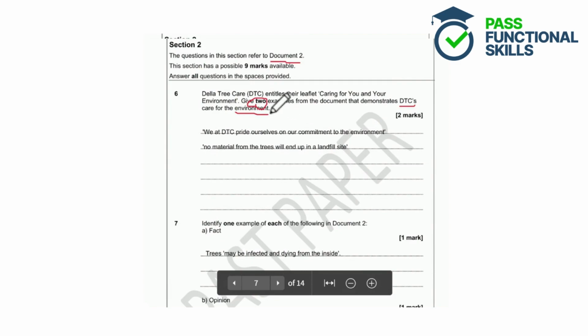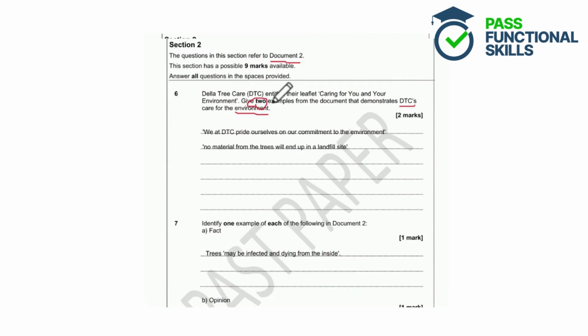So we need 2 examples. So I've given you 3 there, but there are others in there. But the 2 that the student has given here, we at DTC pride ourselves on our commitment to the environment. And no material from the trees will end up in a landfill site. So both of those answers are correct, as they're demonstrating how DTC cares about the environment.